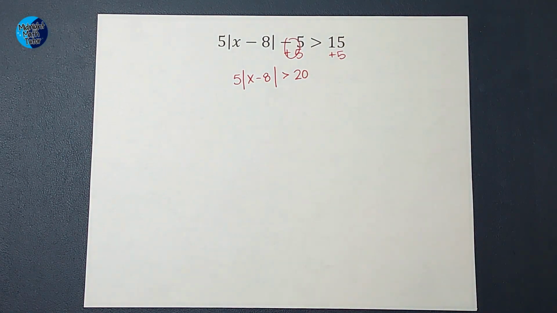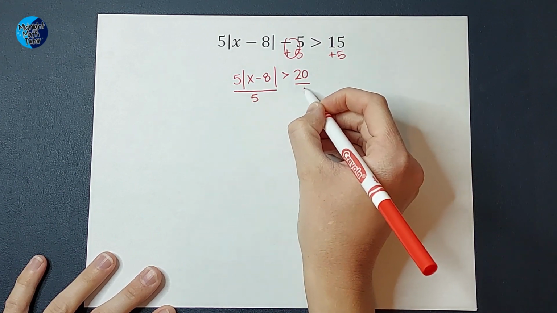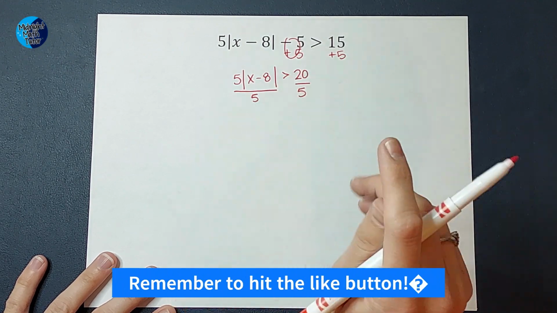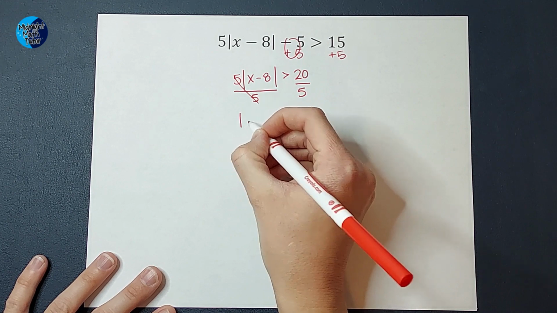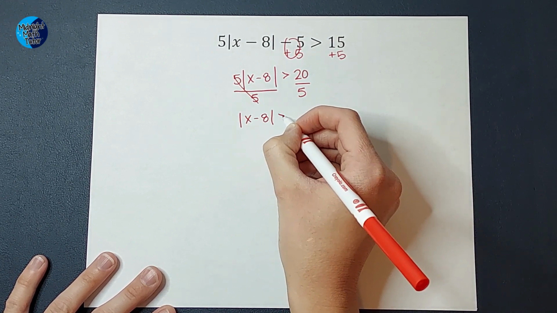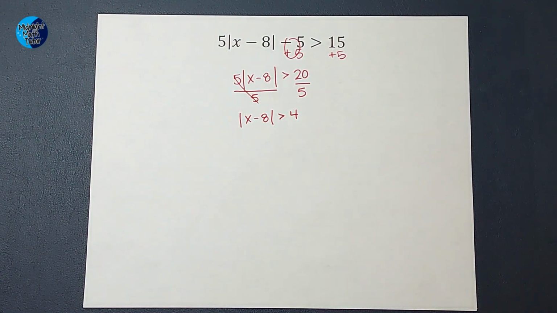All right, from there, I don't want that 5 being multiplied, so I'm going to divide it off on both sides, okay? Now, side note, if that had been a negative, I would flip the sign, but it's not, so we're good, okay? Those cancel out, and I'm left with the absolute value of x minus 8 is greater than 20 divided by 5 is 4, okay? All right, my absolute value bars are alone. I'm feeling good, so now we can start to really figure out what x can be, okay?